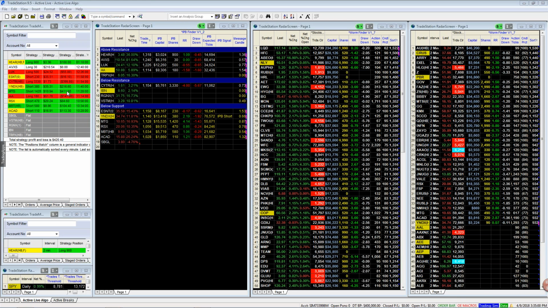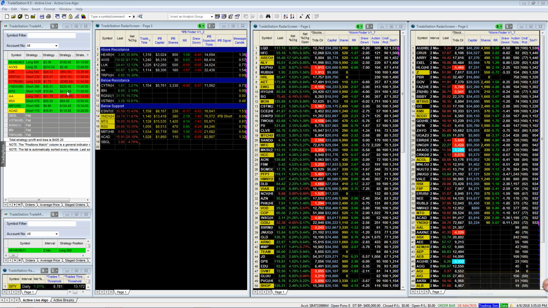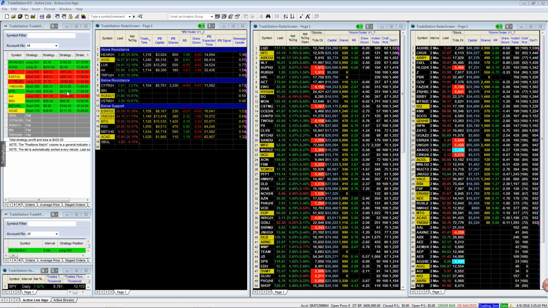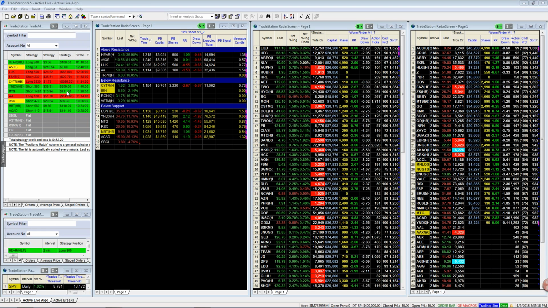Now, why do we say 4.1? Well, if you're risking $500 a trade, then you take $500, multiply it by 4.1, and that gives you $2,100 roughly, a little more. Hopefully you get the idea on how that works.